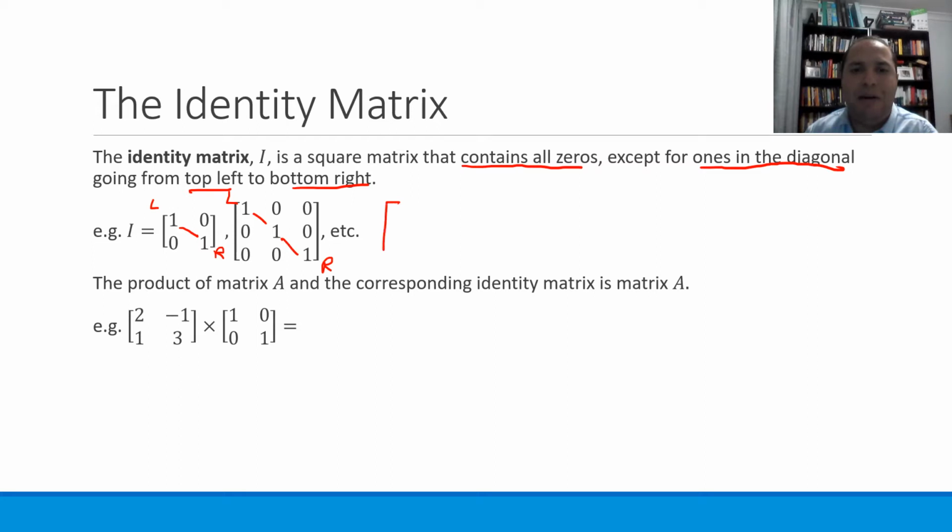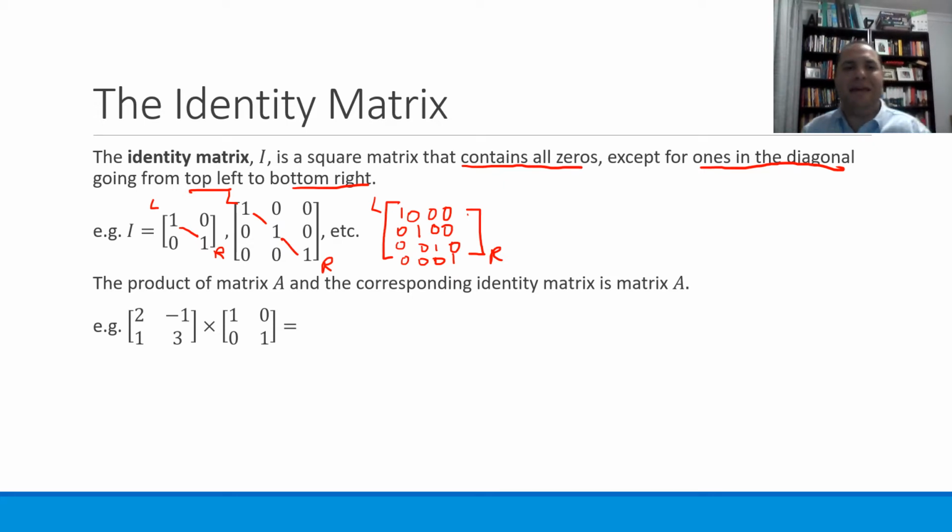If we were to keep going into 4 dimensions, we would again have zeros everywhere. For our 4 by 4 matrix, it'll be 1, 1, 1, 1, going from top left to bottom right, and then zeros everywhere else. And that would be the identity matrix for a 4 by 4 matrix.